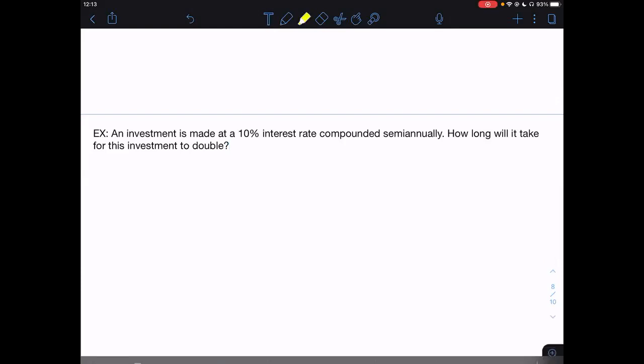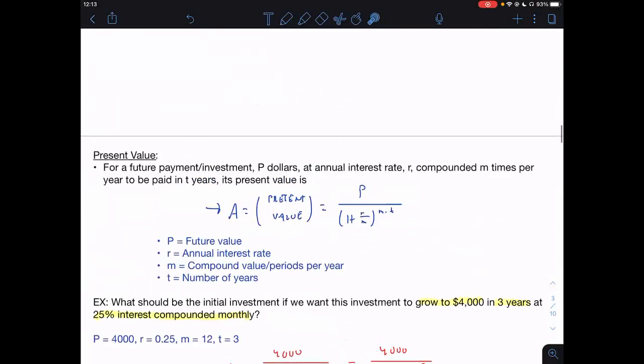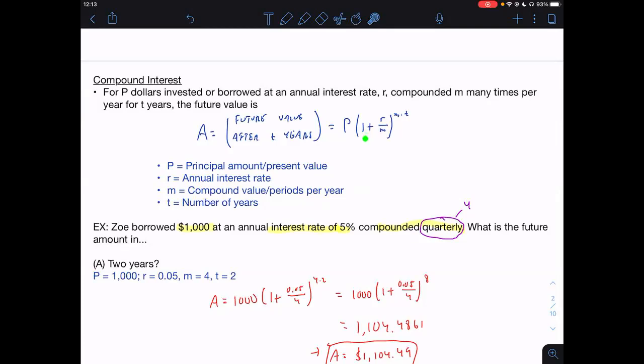Let's highlight some key items here. So here we have an interest rate of 10% that's being compounded semi-annually. What does semi-annually mean? Twice every year. So if we're compounding an interest rate a certain number of times per year, referring back to section 4.1, we're dealing with the compound interest formula of P times parentheses 1 plus r over m to the m times t. If we're compounding interest n many times per year, then we use the compound interest formula. And for this formula, we have to know P, r, m, and t.